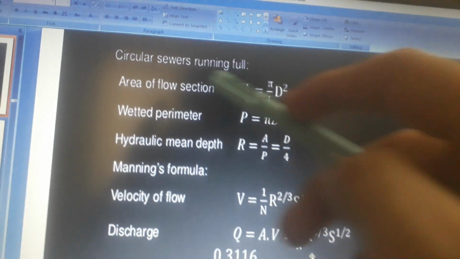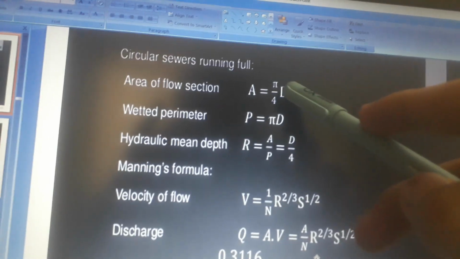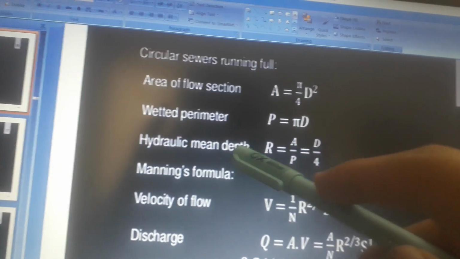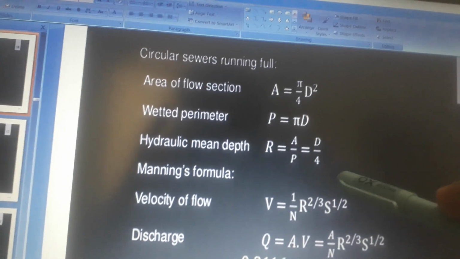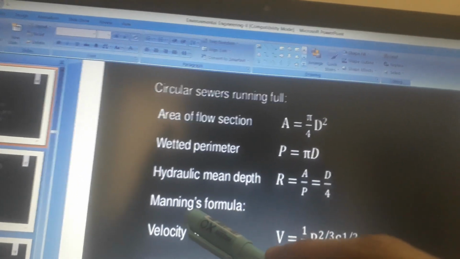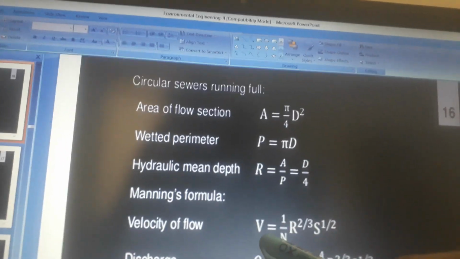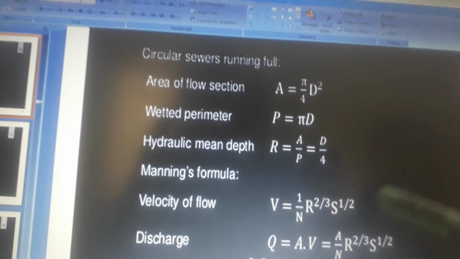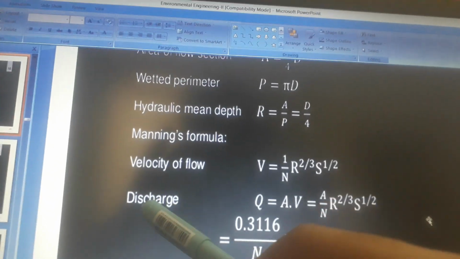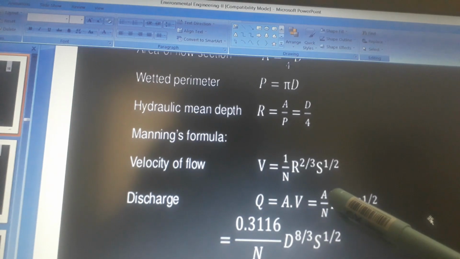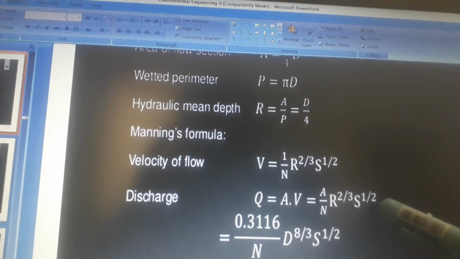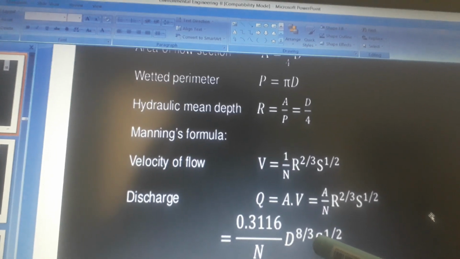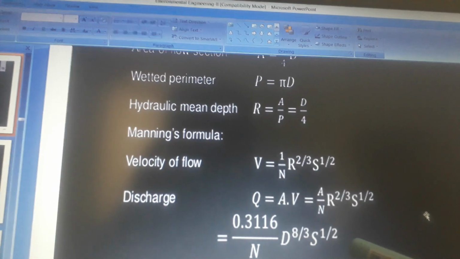Circular sewers running full. Area of flow section: area A is equal to pi by 4 D square. Wetted perimeter P is equal to pi D. Hydraulic mean depth R is equal to A by P is equal to D by 4. Manning's formula, velocity of flow: V is equal to 1 by N into R raised to 2 by 3 into S raised to 1 by 2. Discharge Q is equal to AV is equal to A by N into R raised to 2 by 3 into S raised to 1 by 2 is equal to 0.3116 by N into D raised to 8 by 3 into S raised to 1 by 2.